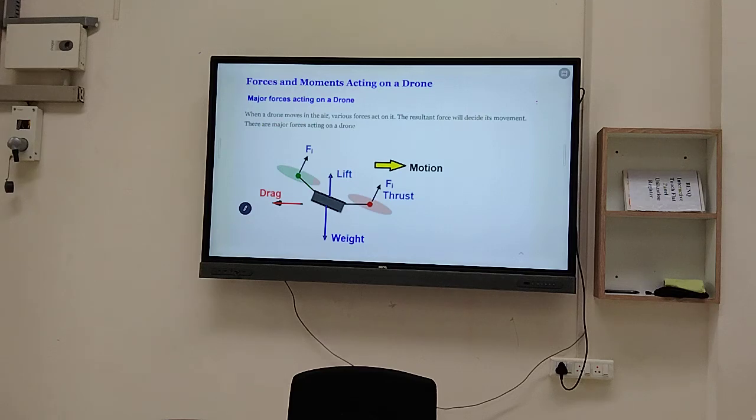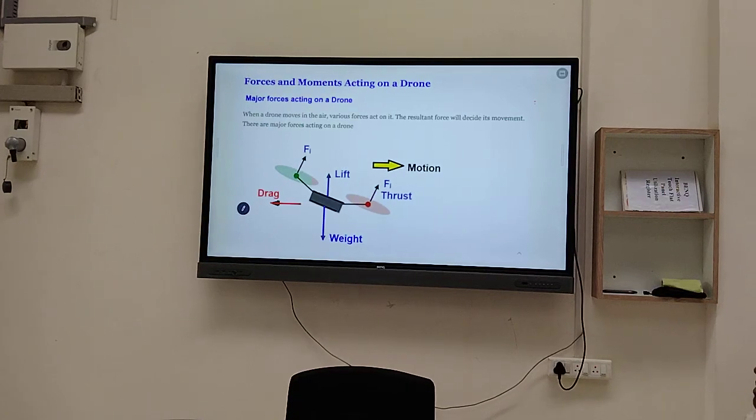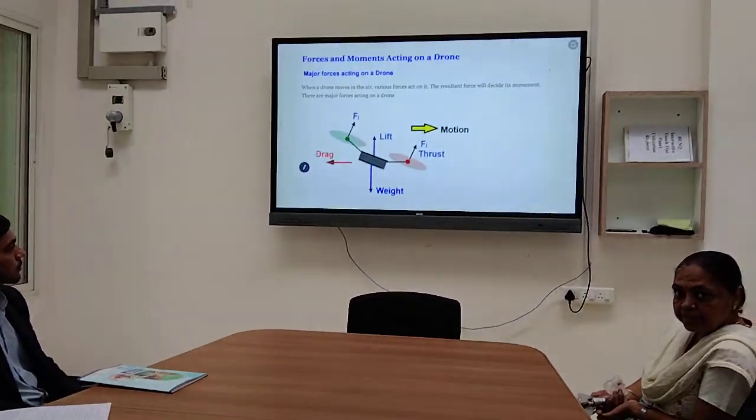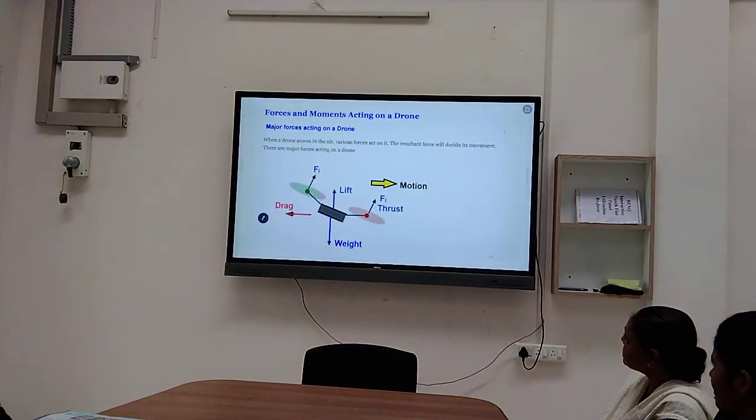Forces and moments acting on a drone. Major forces acting on a drone. Which are the different major forces? When a drone moves in the air, various forces act on it. The resultant force will decide its movement. The major forces acting on a drone are drag, thrust, weight, and lift. These are the four forces.